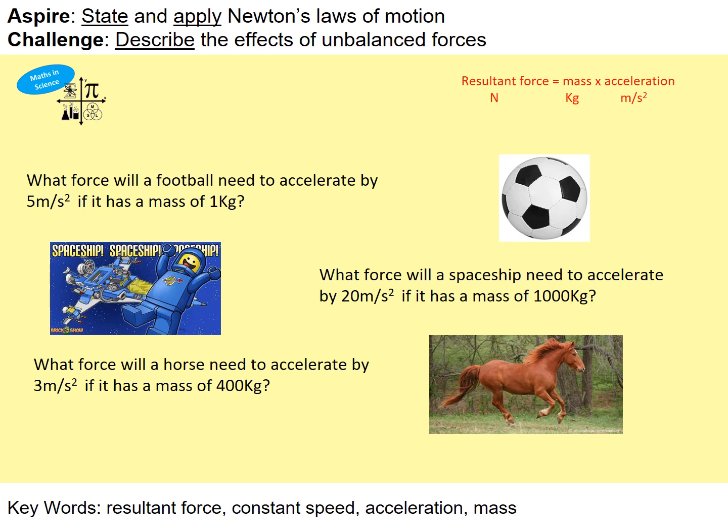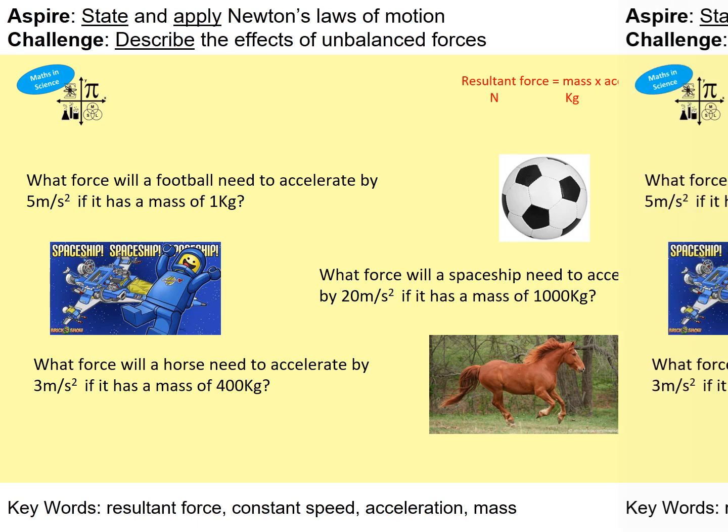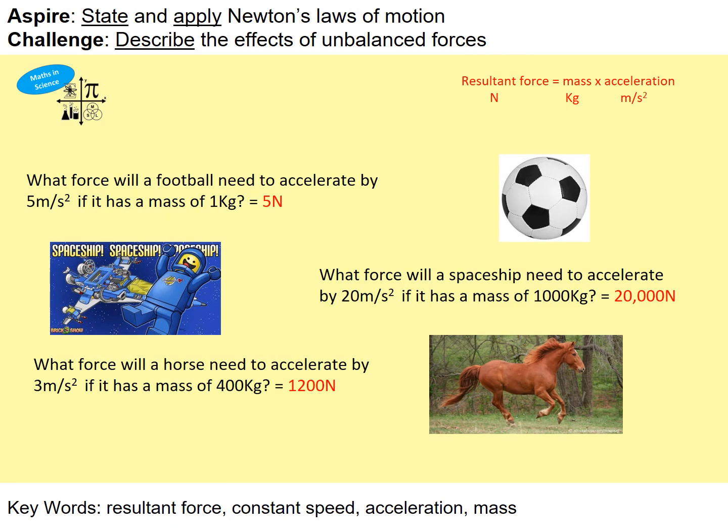So back to this one then. For the spaceship, you should have had 20,000 newtons, and then the force the horse will need is 1,200 newtons.